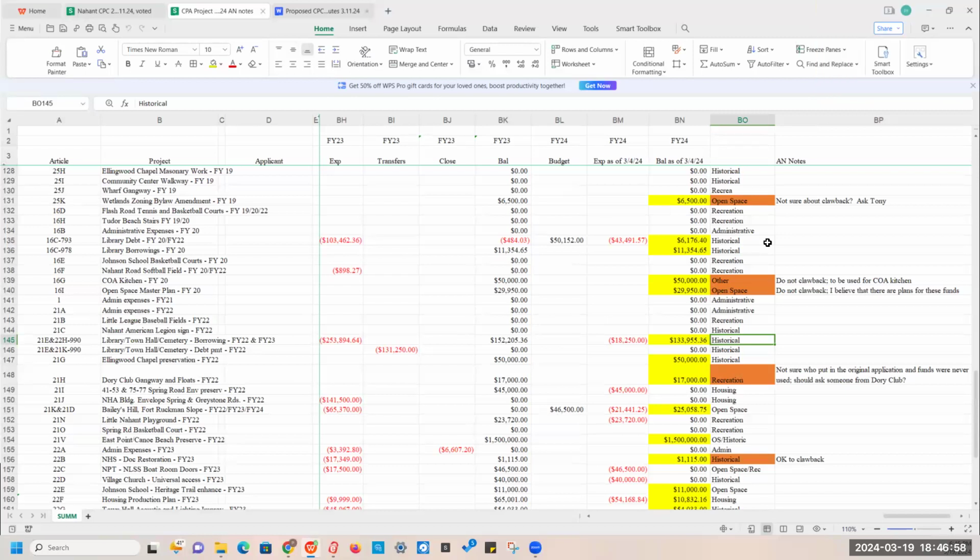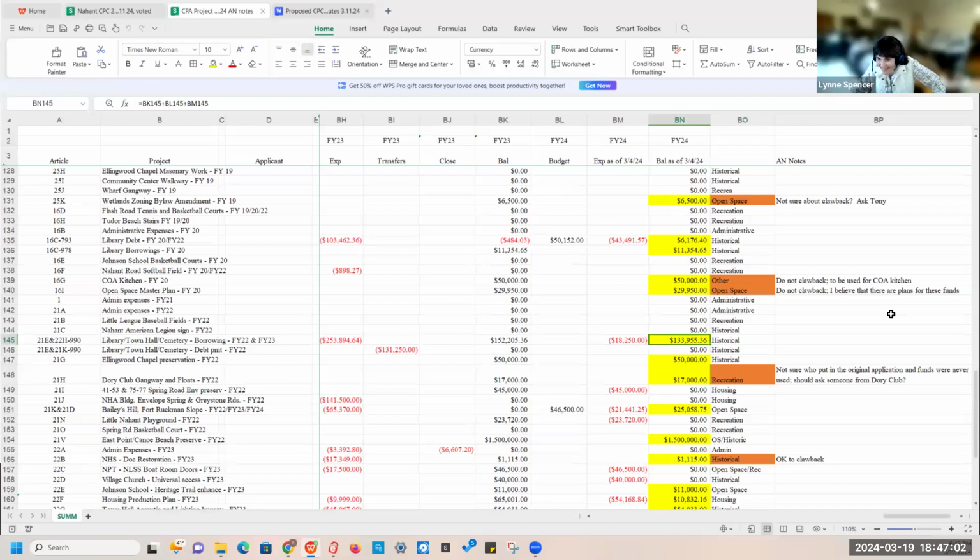Now, what about this one, Lynn? How do we have $130,000? I don't know. Where'd that come from, Tony? I don't know. The debt payment might not be due until the end of the fiscal year. That might be why. So again, anything related to borrowing or debt payments. Let me check with Allison. Okay, got it.